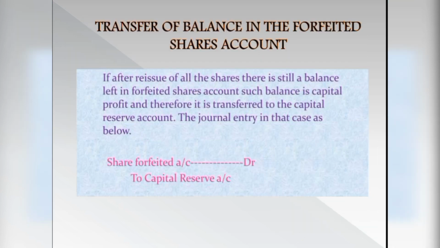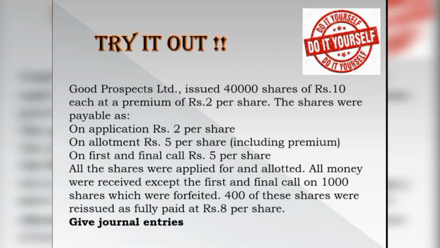Transfer of balance in the forfeited shares account. If after the reissue of all the shares there is still a balance left in the forfeited shares account, such a balance is capital profit, and therefore it is transferred to the capital reserve account. In that case, the journal entry will be shares forfeited account debit to capital reserve account.